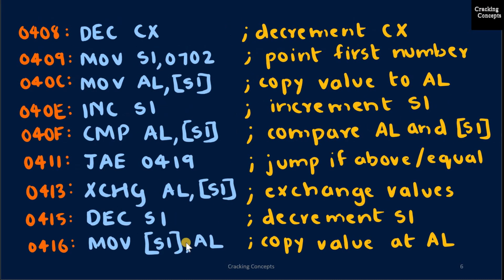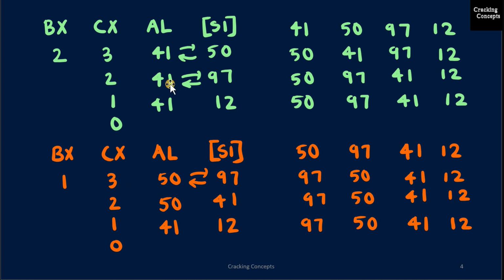Now, these steps are done because, for example, in this step, we see that 41 is lesser than 97. Since we are sorting in descending order, we need a swap here. So as a part of swapping, AL will get the value 97 and 41 will be at the location pointed by SI. The location pointed by SI is this, that is the previous location of 97. That is where we have stored 41.